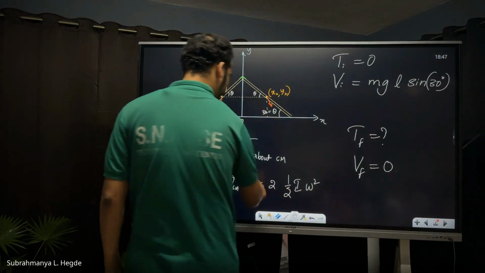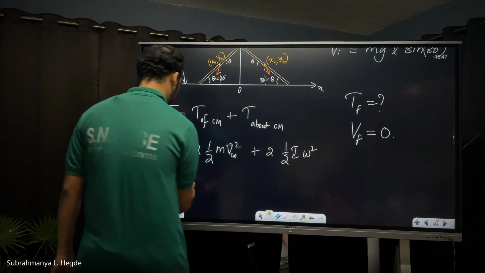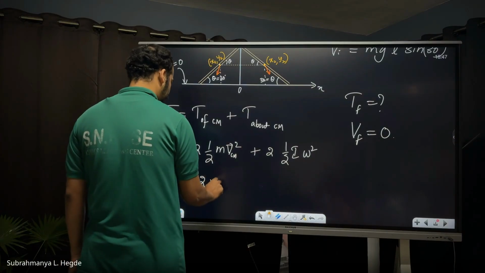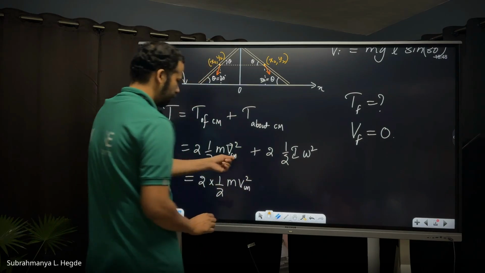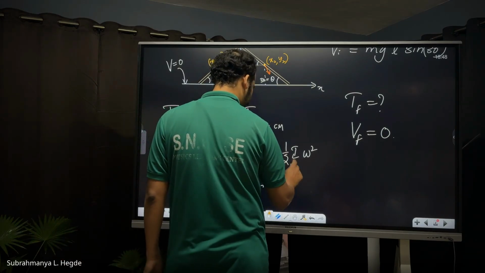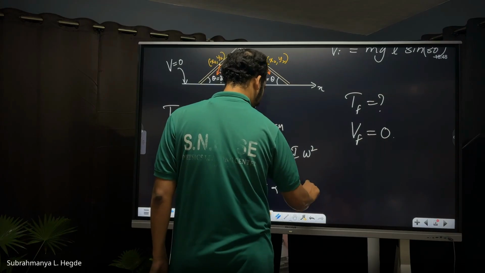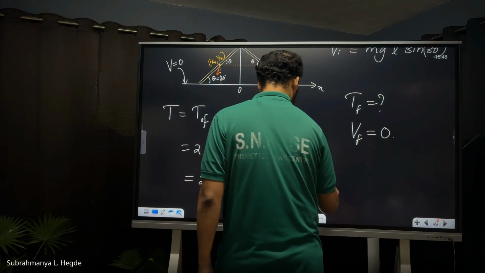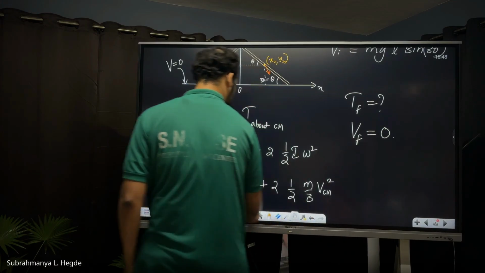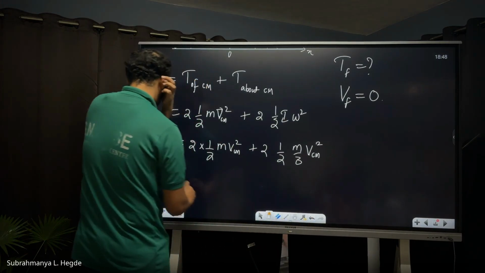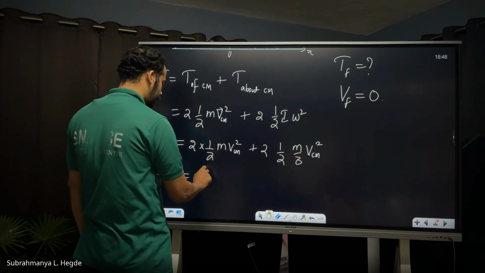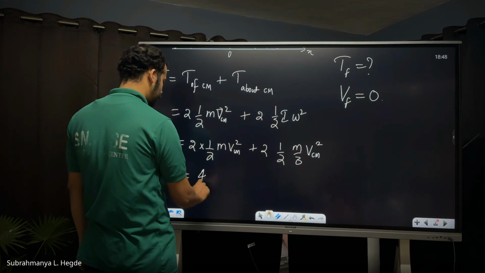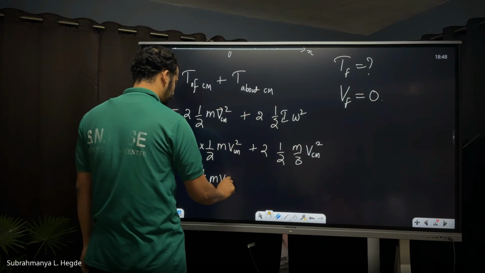Half I omega square. So 2 times half m VCM square. I don't have to use the vector. 2 times, what is this one? Half of m by 3 VCM square. 2 got cancelled. 1 plus 1 by 3, what is this one? 4 by 3. Isn't it? 4 by 3 m into VCM square.